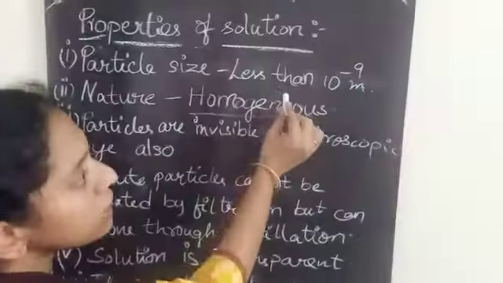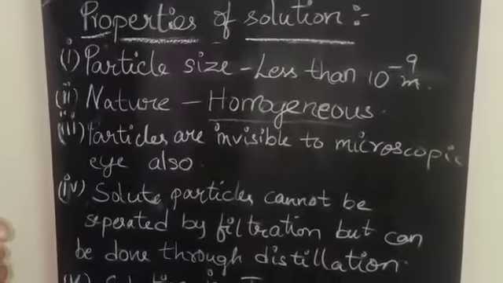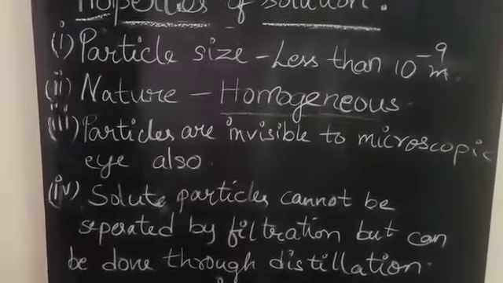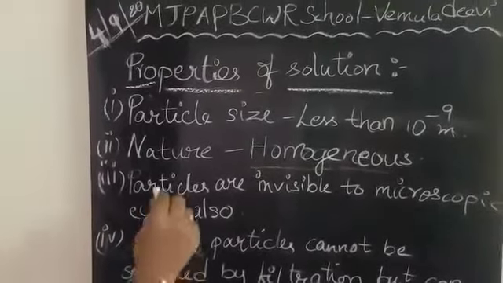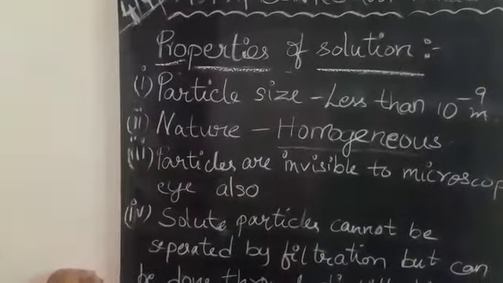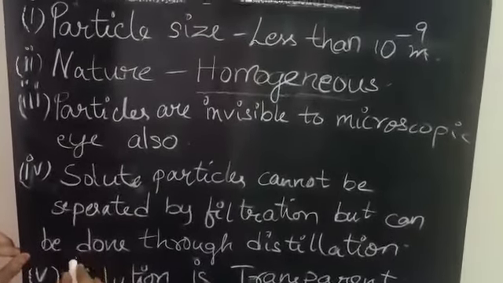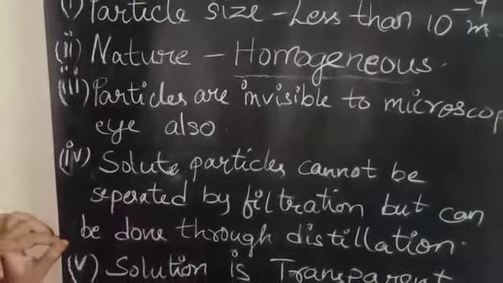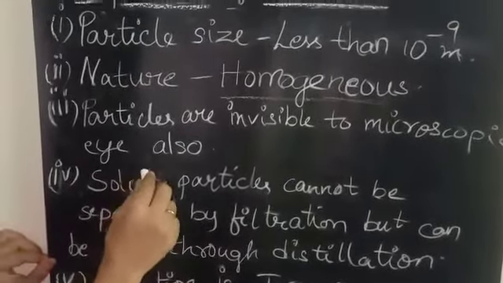They are less than 10 power minus 9 meters. Means such a small thing, in nanometers. They are less than nanometer size. Okay, that is about the size of the solute particles. Next, we know that the nature is homogeneous. Yes. So if they are such small particles of solute, they are invisible to the naked eye, and not only the naked eye, for the microscopic eye also the particles are not visible.